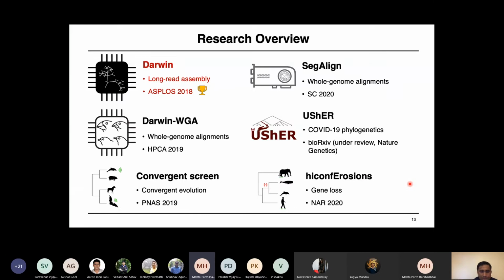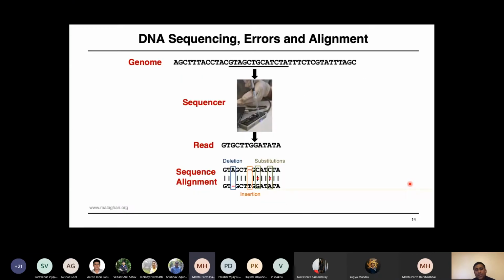So with that said, I'll begin with Darwin. This is going to deal with an application of long-read assembly and had appeared in ASPLOS in 2018 and also won the Best Paper Award there.